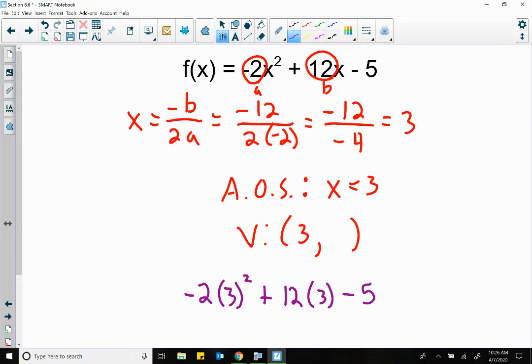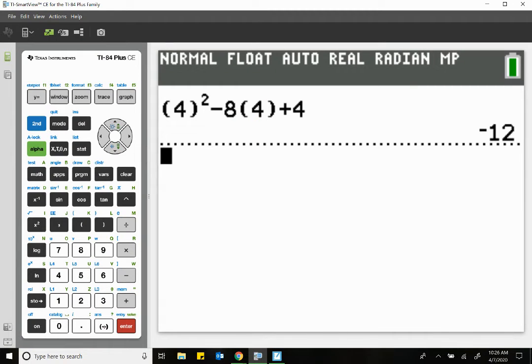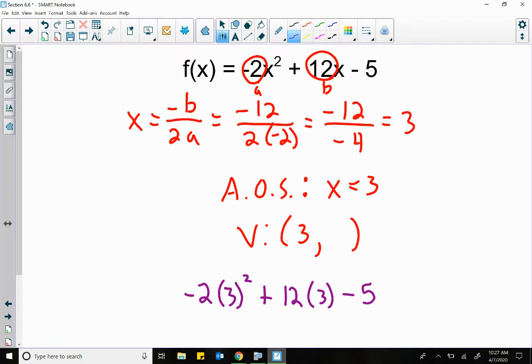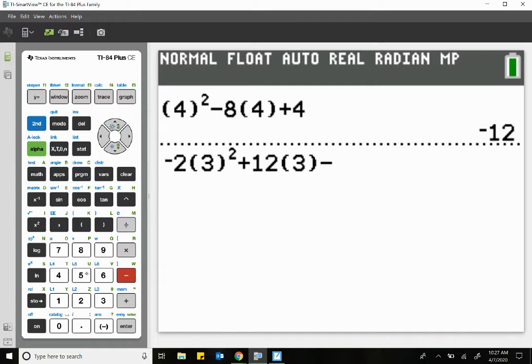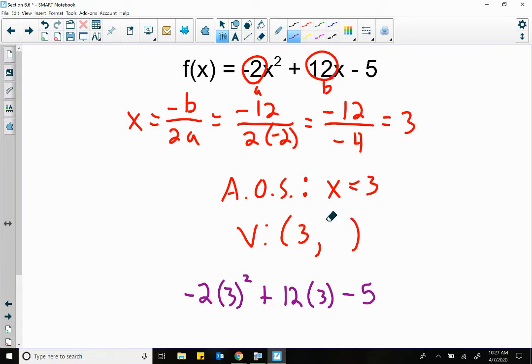Okay? Also, just so you know, sometimes this doesn't work out quite as nice and it's a fraction. Fractions would do the same thing. Just let your calculator handle the fractions. So if this was a half, I'd plug in negative 2, a half squared, using my calculator. Let the calculator handle it all. So going in here, negative 2, 3 squared plus 12 times 3 minus 5. And there's our value, 13. And now you know the vertex.